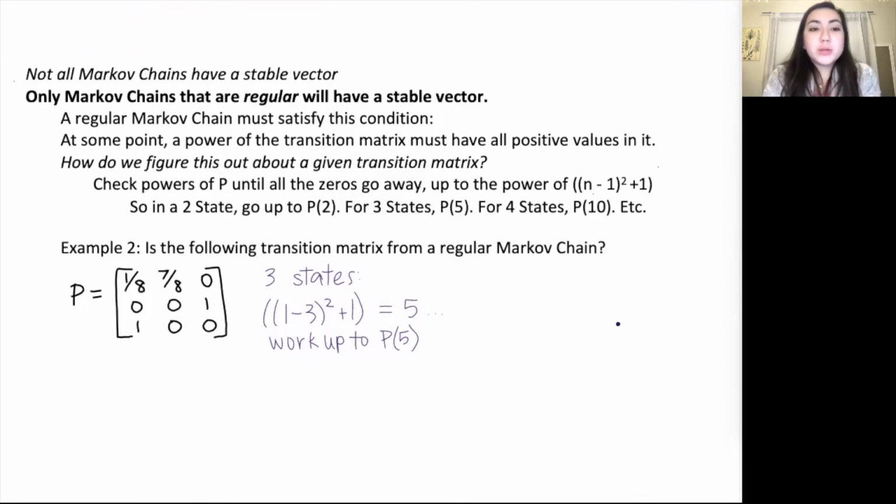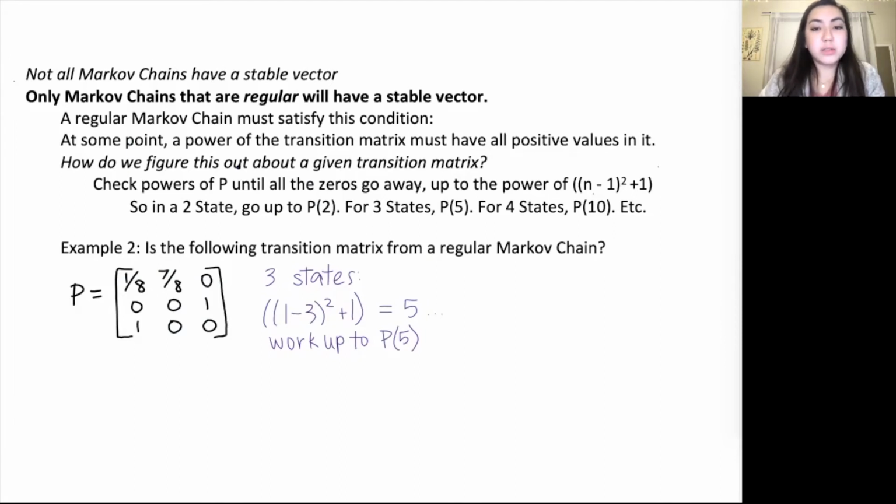Here is the next really important part. Not all Markov chains have a stable vector. They have to be special in order to have a stable vector, and those are called regular Markov chains. A regular Markov chain must satisfy this condition, that at some point, a power of the transition matrix must have all positive values in it. So that means at some point, we have to have, if this is our transition matrix, all of these numbers have to have a positive non-zero number. And it can be any power.